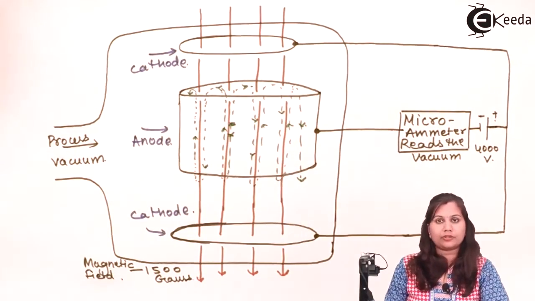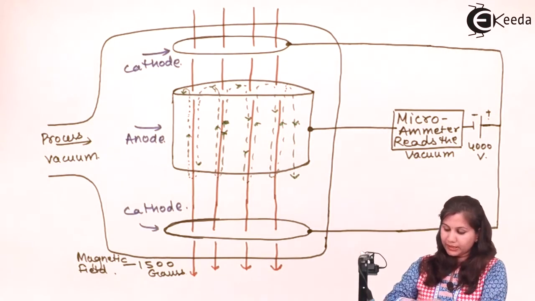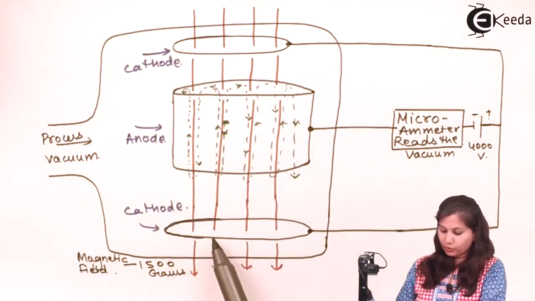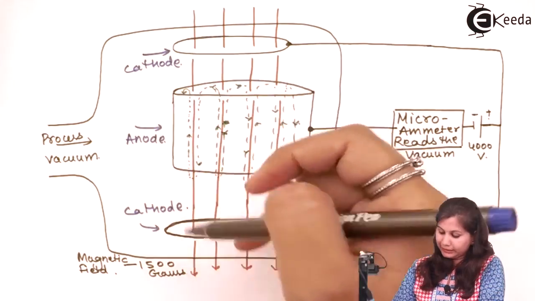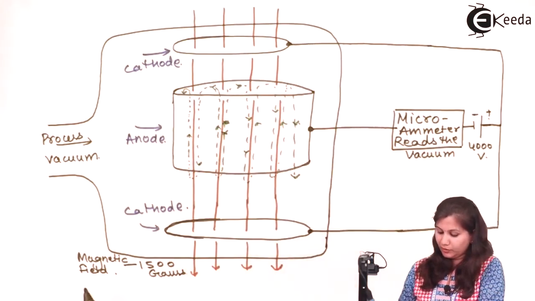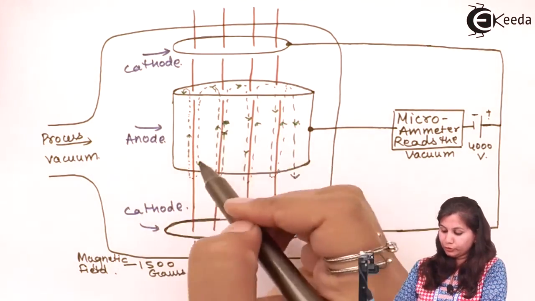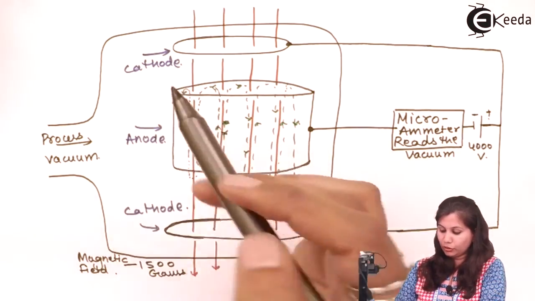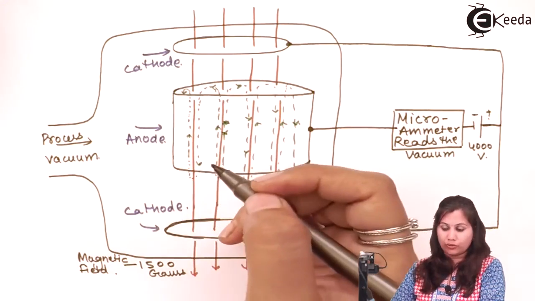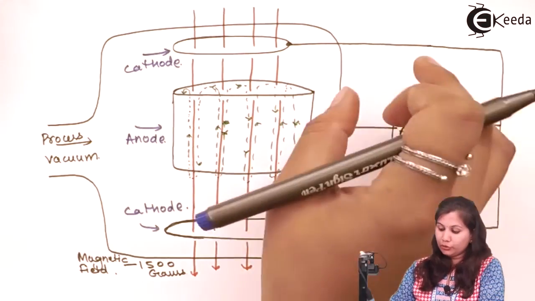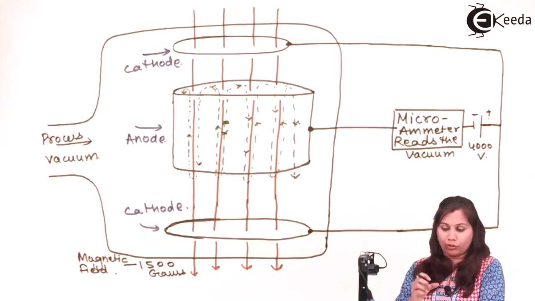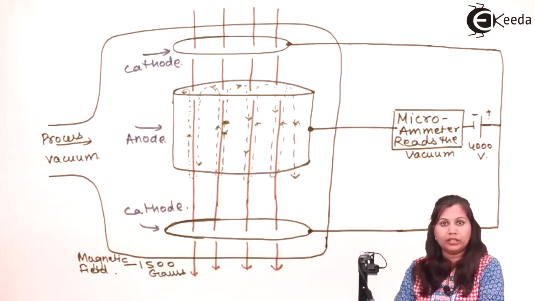So this is the construction of the cold cathode type ionization gauge. In this you can see that it is having two cathodes and one anode. Now the magnetic field is present in between, which is of the magnitude 1500 Gauss, and due to this the cathode is generating the electrons. A high potential field is applied in between, so due to that potential field the electrons are extracted from the cathode.